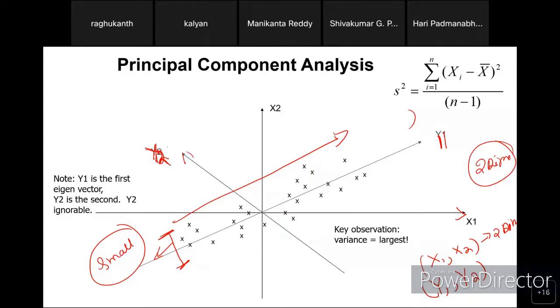It is something like your principal stresses. You have calculated the first principal stress as 100, and the second principal stress you have got as 1 MPa or whatever. Now what will you do in your analysis? This is sigma 1, this is sigma 2. Will you consider the 1 also in your calculations, the second principal stress?